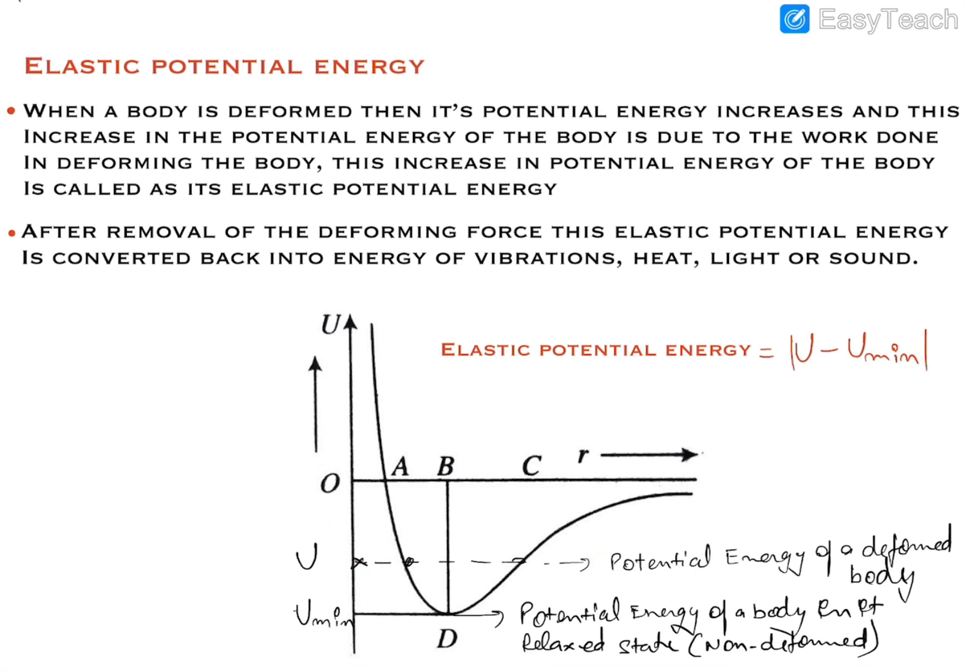Now what is the elastic potential energy? The elastic potential energy is the work done in deforming the body. And we know that when the potential energy of a system is increasing, the work done is the change in potential energy. So the work done by us, where us refers to the external force, which is the work done against the internal conservative force, is U minus U minimum. This is called the elastic potential energy, and this energy is stored inside the body itself.